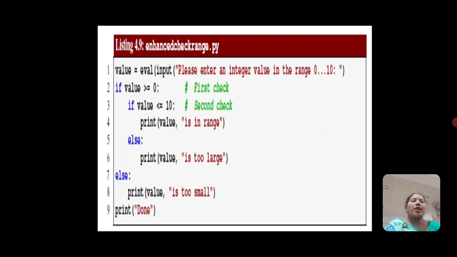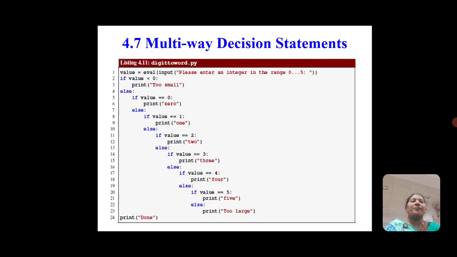Else. This else part in the seventh line is for the if statement in the second line. If the value is greater than or equal to 0, it will execute the lines from 3 to 6. If the value is less than 0, that is, if you are giving a negative value, at that time it will go to the seventh line and print the eighth statement, that is, value is too small, and finally it will print done. Okay, so this is the enhanced checking range.